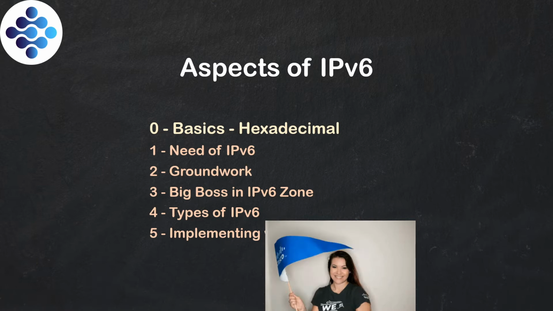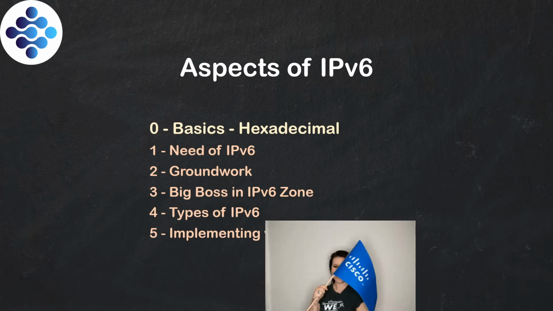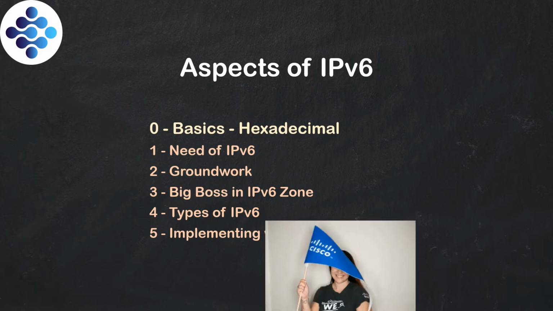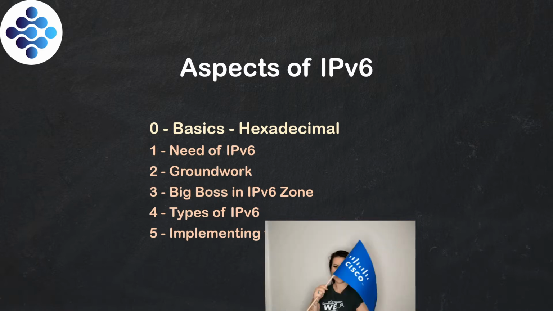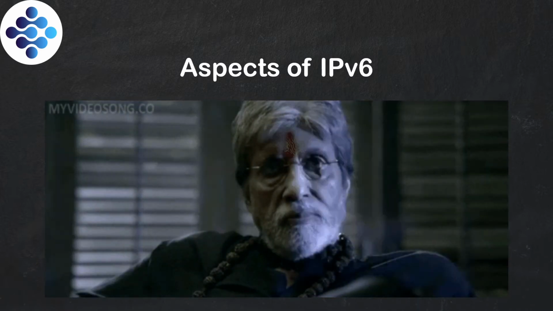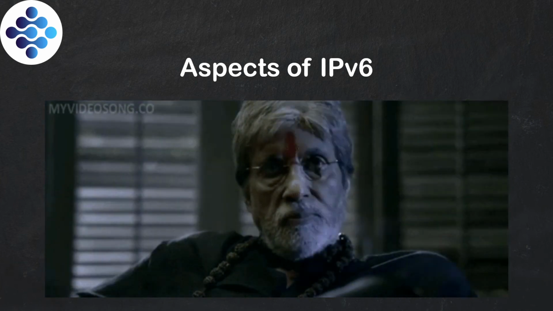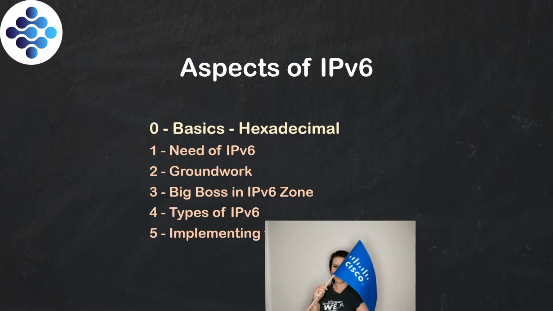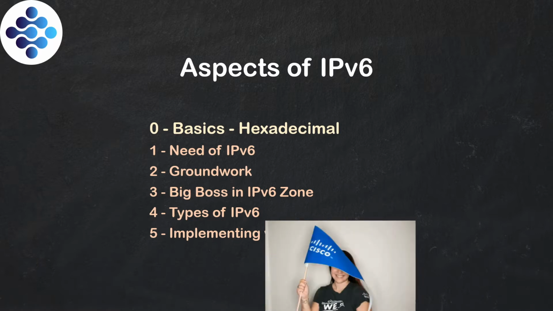These are the aspects of IPv6 which we shall be discussing. We'll be talking about the hexadecimal system very quickly. Then we'll see what exactly is the need of IPv6. Why is it needed though IPv4 is available? Then there would be some foundation about IPv6. And then we shall talk about Big Boss in the IPv6 zone. Big Boss means those authorities with rights to distribute and handle IPv6 addresses. And then we shall talk about types of IPv6 along with its practical implementation.